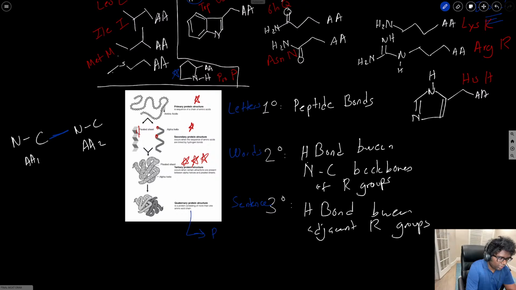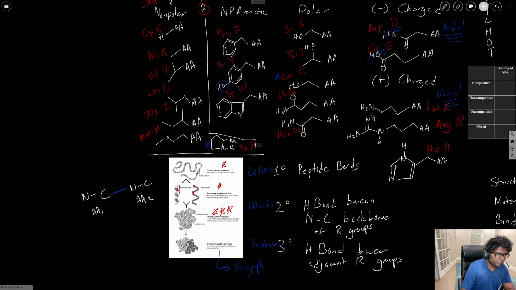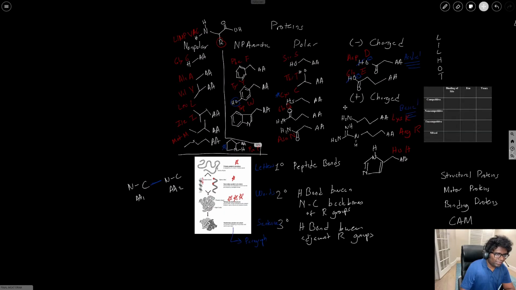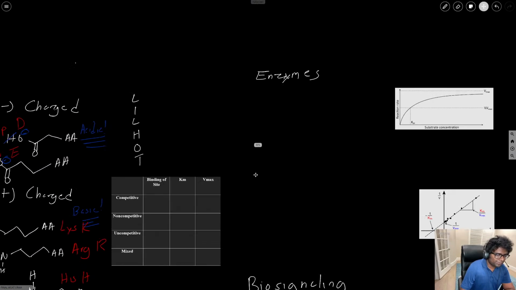Quaternary is multiple tertiary bonds connecting together to create a large protein. I wouldn't worry too much about that. Just know that that's what it is if they ever do ask you about this. That being said, we already did a lot. Let's move on to enzymes.